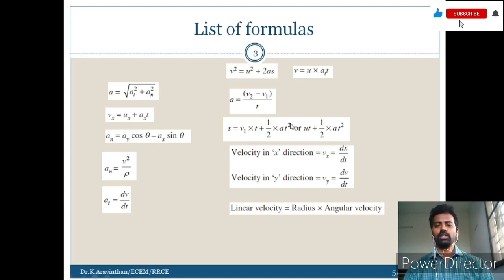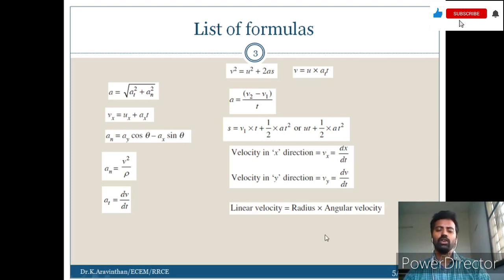If you need the velocity in the x direction, you take the distance along the x direction divided by dt, which gives the velocity in the x direction. The velocity in the y direction will be dy by dt, where dy is the distance travelled along the vertical axis.